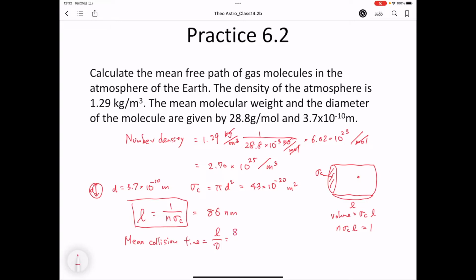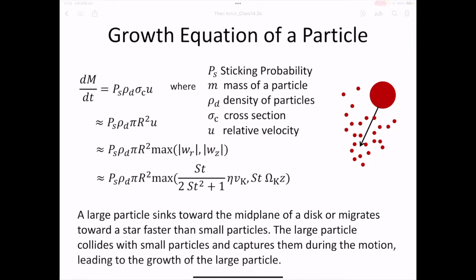So you can substitute 8.6 times 10 to the minus 8 meters, which is 86 nanometers, divided by the speed of the gas molecule, about 500 meters per second. Then it becomes 1.7 times 10 to the minus 10 seconds. So it's a very short time scale for a gas molecule to collide with another gas molecule in the atmosphere. Now we'd like to consider the growth process of particles in a disk.